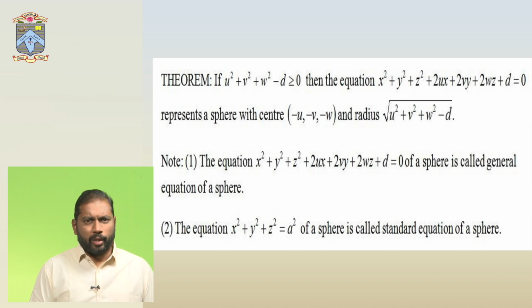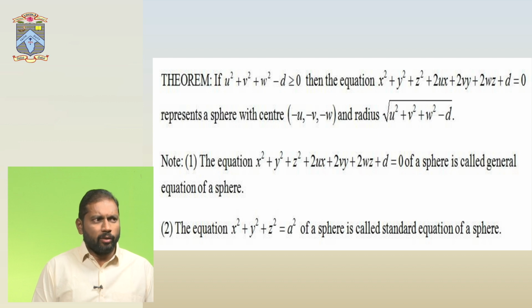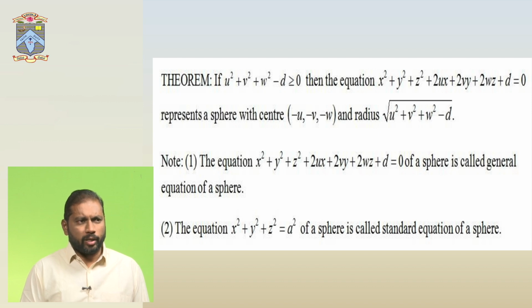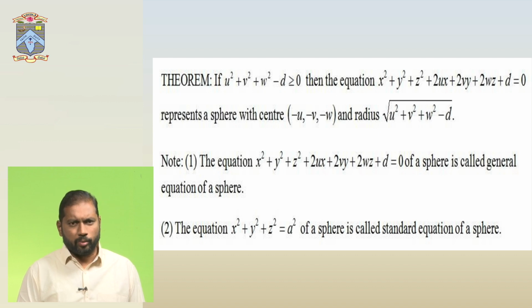This is one of the main theorems on the sphere. If u square plus v square plus w square minus d is greater than or equal to 0, then the equation x square plus y square plus z square plus 2ux plus 2vy plus 2wz plus d equal to 0 represents a sphere with center (minus u, minus v, minus w) and radius root of u square plus v square plus w square minus d.